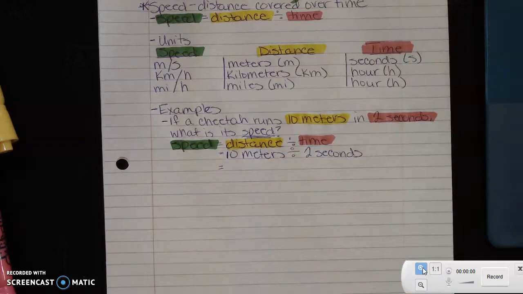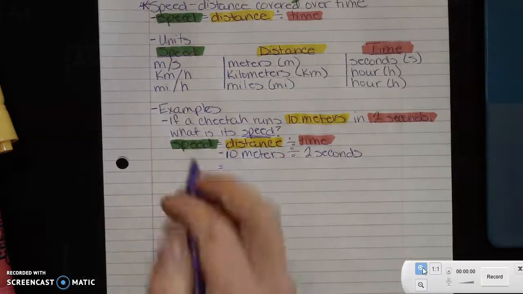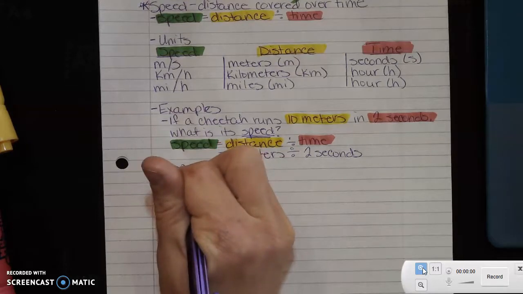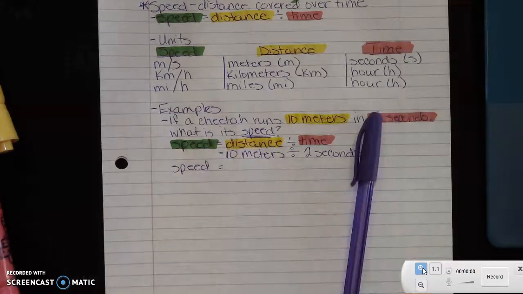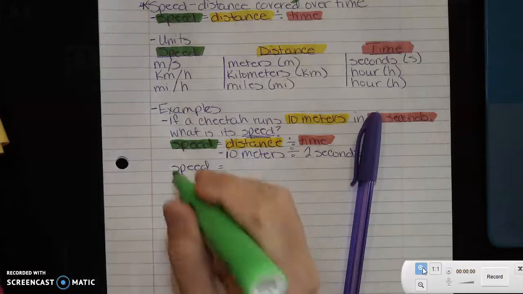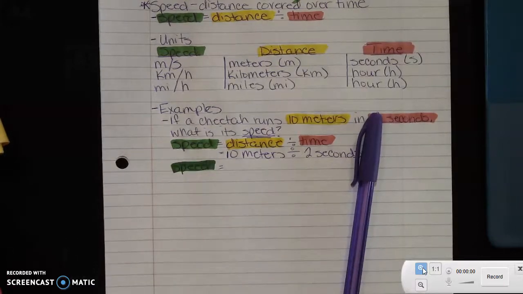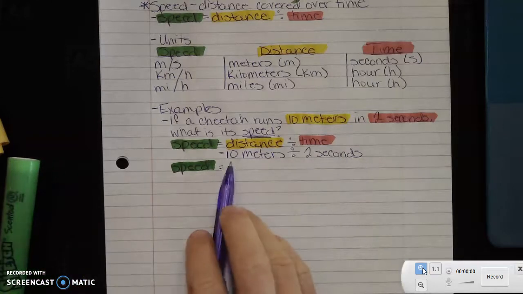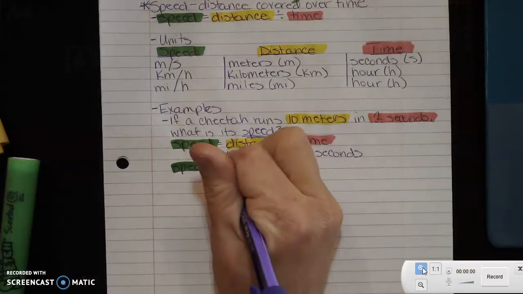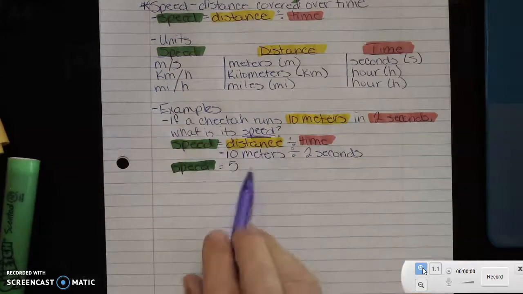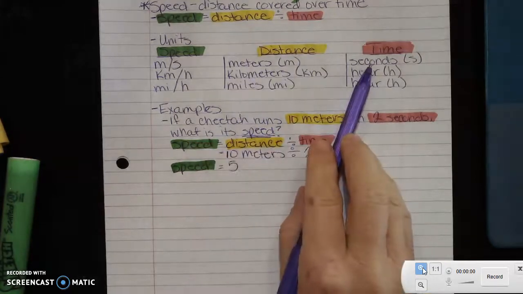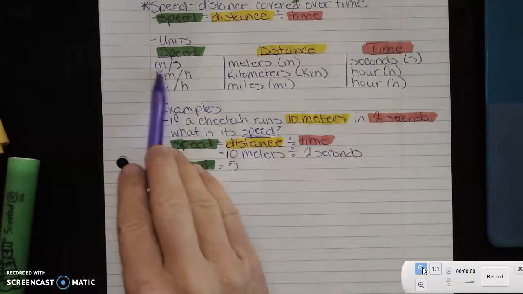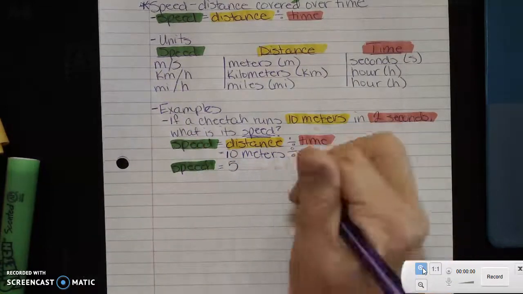So then we're kind of just left with the math. Now we're trying to figure out the speed. And I highlight in green just to keep it kind of consistent and neat. 10 meters divided by 2 seconds. 10 divided by 2 is 5. If I have meters and seconds as my units, I have a speed unit of meters per second.